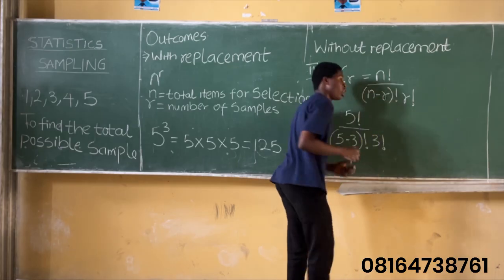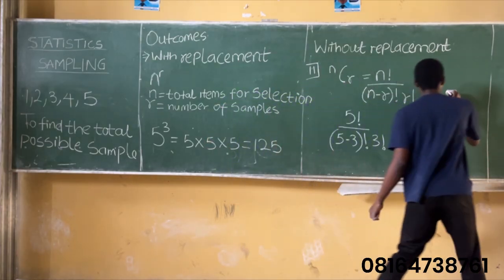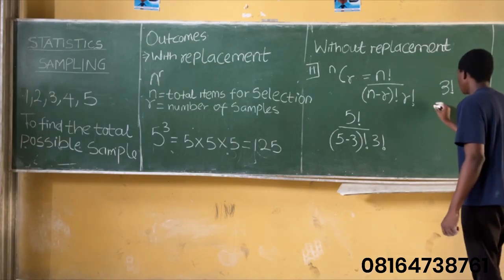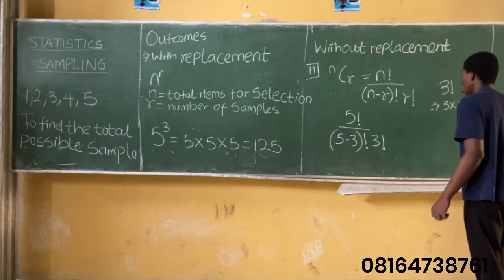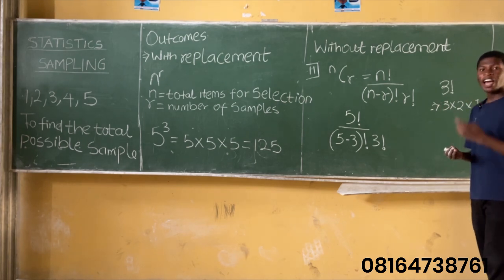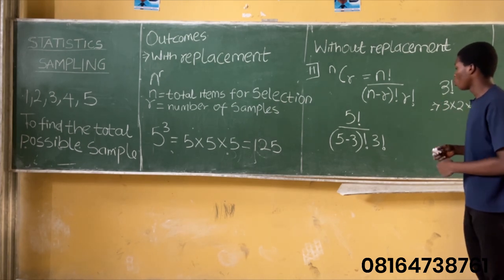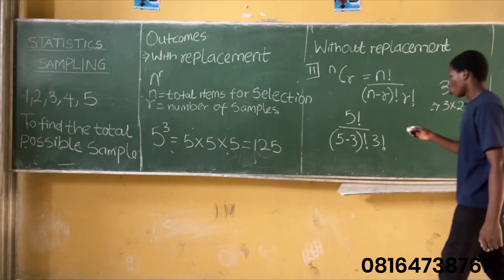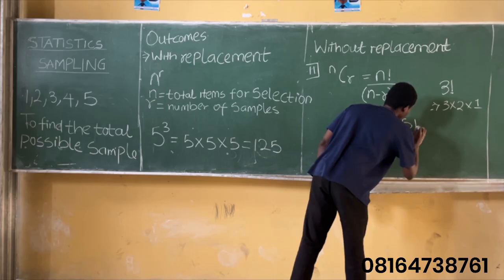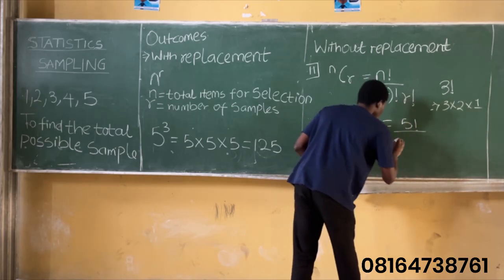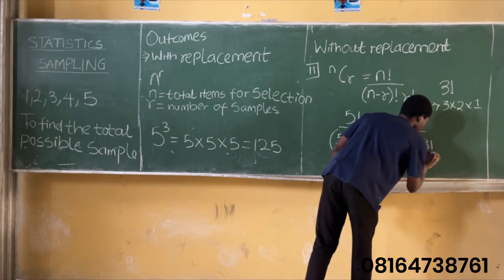If you're not conversant with the idea of factorial, if you have 3 factorial, it simply means 3 times 2 times 1. If you have 5 factorial, it's 5 times 4 times 3 times 2 times 1. So that is the basic idea behind factorial. So we'll be taking this out. This is 5 factorial divided by 2 factorial times 3 factorial.